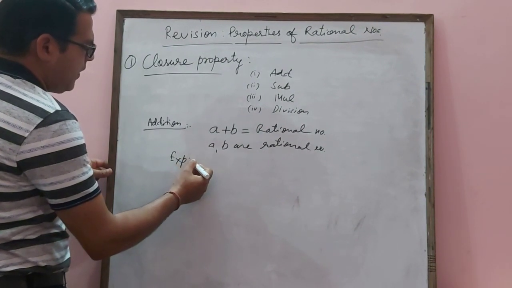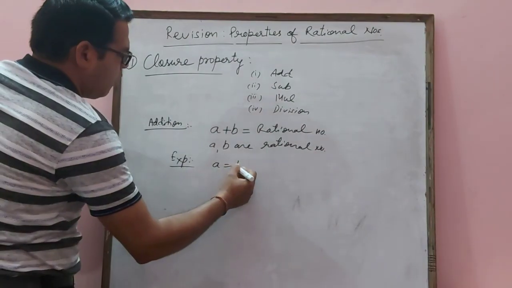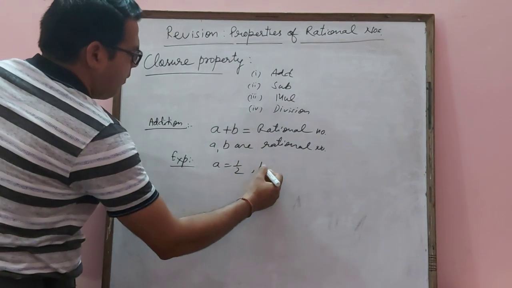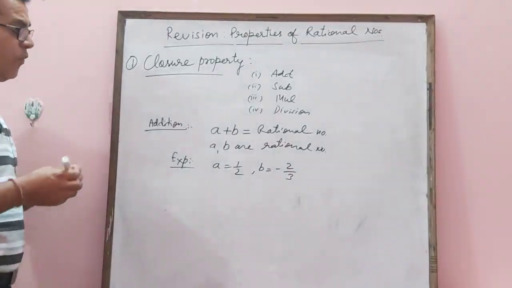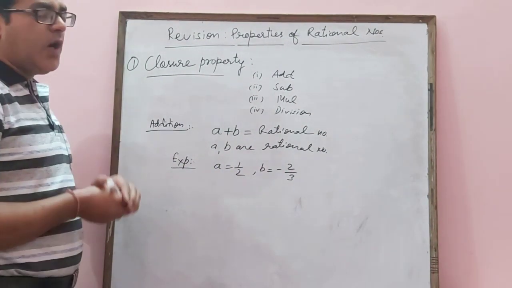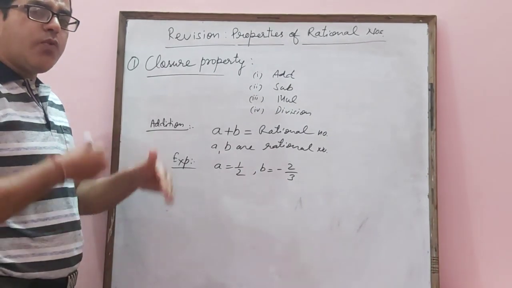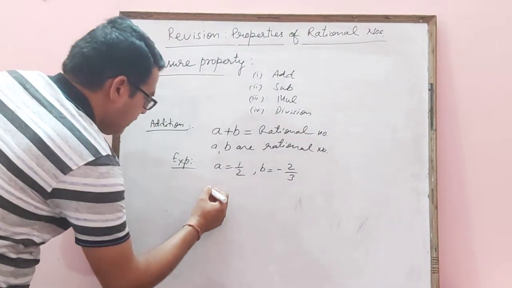For example, suppose A is 1 by 2 and B is minus 2 by 3. Now you can see here 1 by 2 and minus 2 by 3. These two are rational numbers. What will happen when we add these two together?